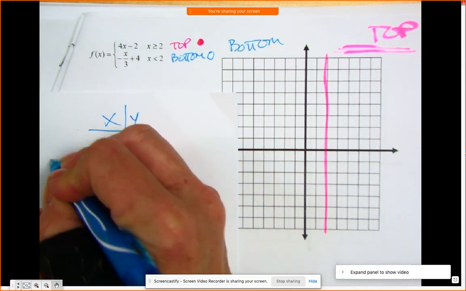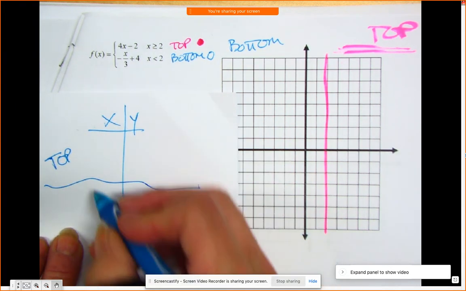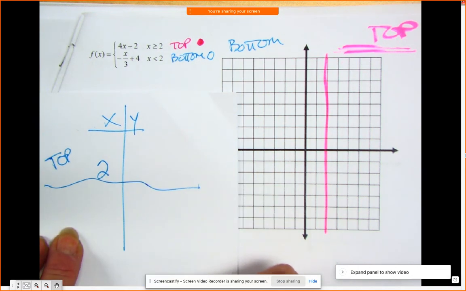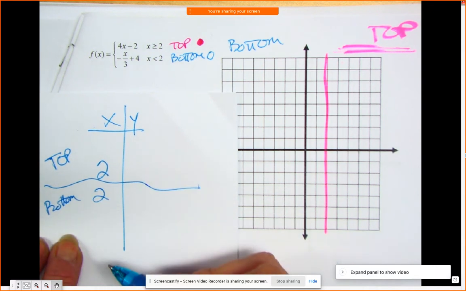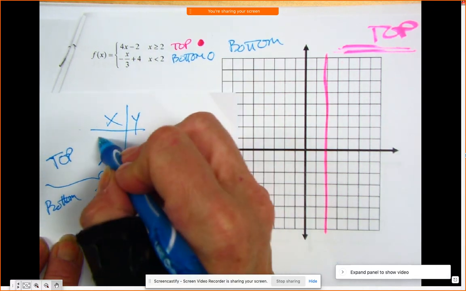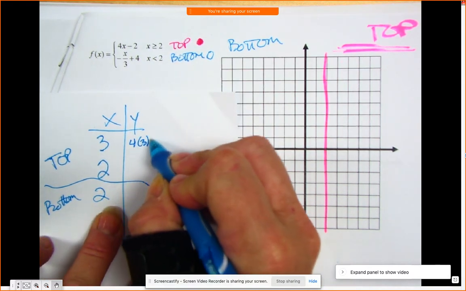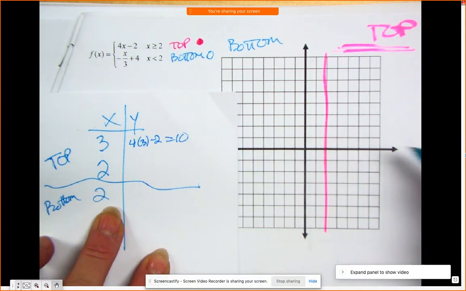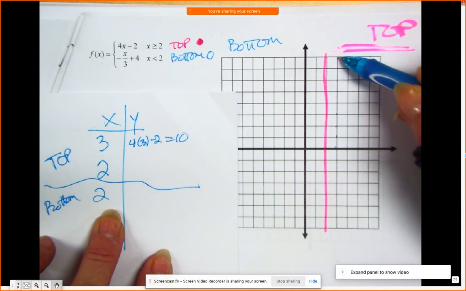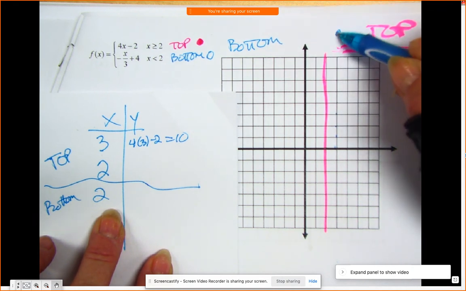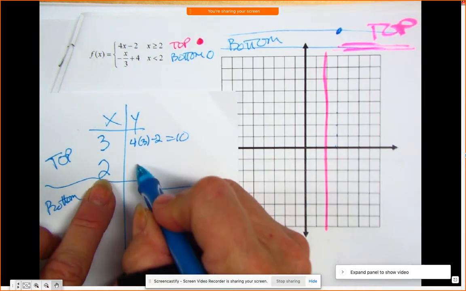X, Y. Usually what I do is I go over here and say, I want to pick a couple numbers for the top equation. One of the numbers I know I'm using is the boundary line itself. X is 2. I'm using that on the top and the bottom, so I write it twice. Now, what's a number that's greater than 2? How about 3? Okay, so I'm going to stick it in the top equation. 4 times 3 minus 2, I get 12 minus 2, I get 10. I don't think I have enough room to do that, do I? 3, 1, 2, 3, 4, 5, 6, 7, 8, 9, 10. It'd be way up there. It's no big deal. I can extend my graph. However, they shouldn't give us one where it goes off the graph, but they did.